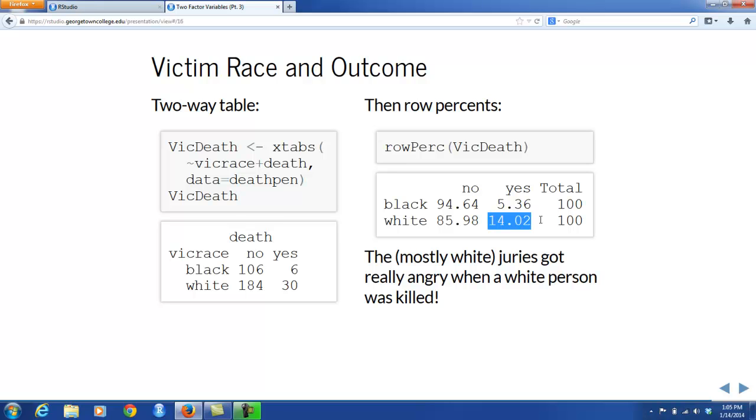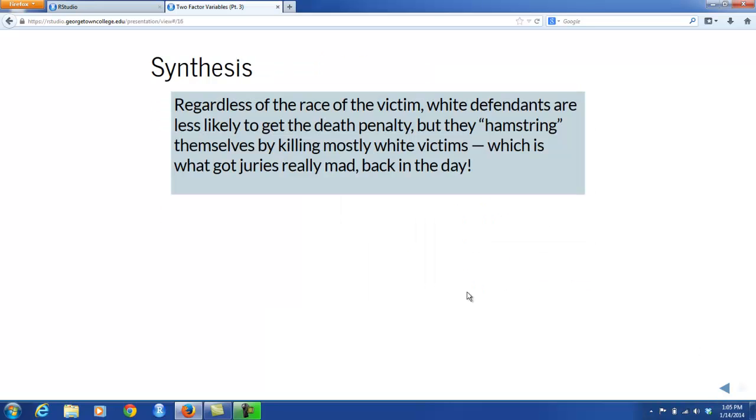This is saying that your chances of getting the death penalty triple when you kill a white person as compared to when you kill a black person. Again, this makes some sense in a rather sad way. The mostly white juries of that time in Central Florida, I guess they got really angry when a white person was killed and were more likely to impose the death penalty.